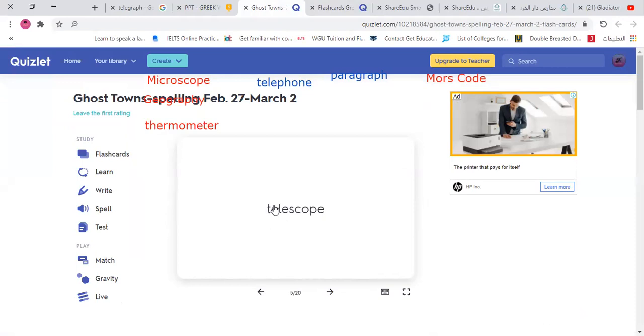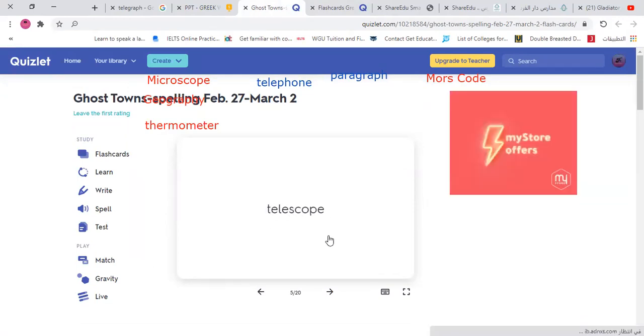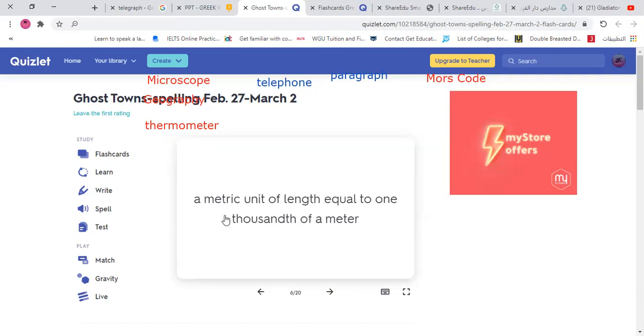Telescope. Tele means far away. Scope means to examine. So telescope here means what? To examine the far away stars or planets. That's why we call it tele, far, and scope, examine. It's the device that we use to examine the stars. Then we have millimeter. Millimeter, a metric unit of length equal to 1/1,000 of a meter. It's also 1,000 millimeters that gives you a meter. It comes from the word mile.